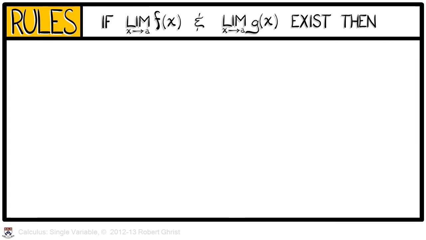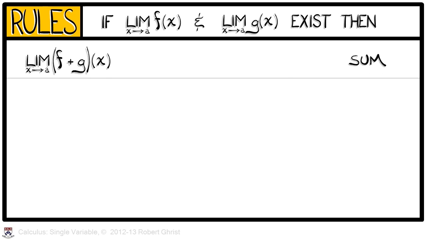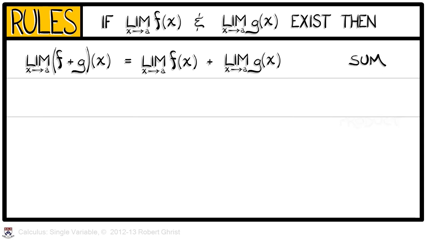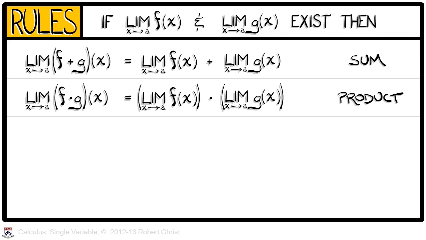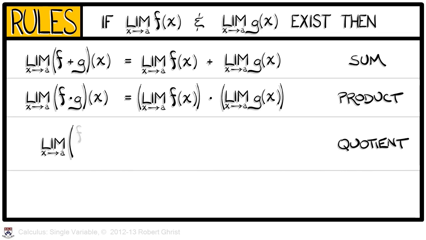There are certain rules associated with limits that you may know by heart, even if you don't remember them. If the limit of f of x as x approaches a and the limit of g of x as x approaches a both exist, then the following rules are in effect. There's a summation rule that the limit of the sum of f plus g is, in fact, the sum of the limits. There is, likewise, a product rule that the limit of the product of f and g is, in fact, the product of the limits.